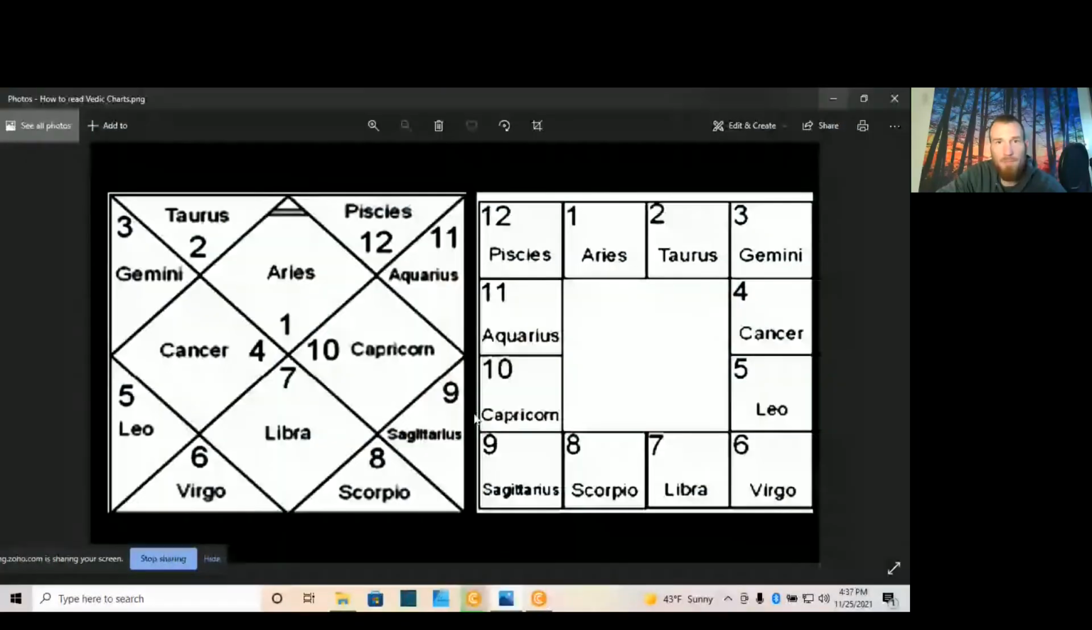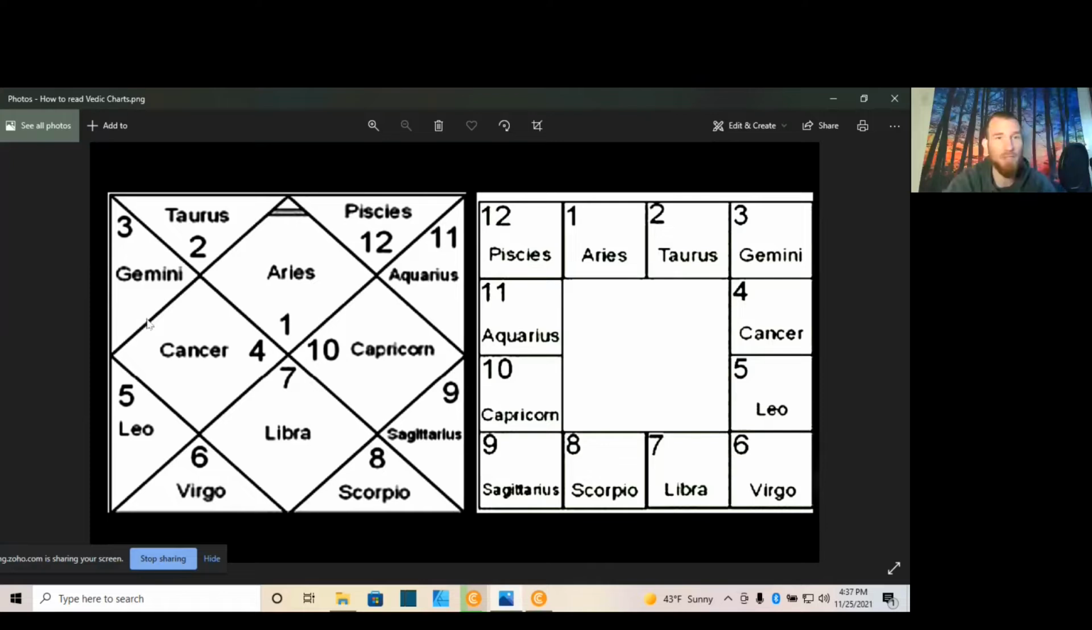So let me go ahead and pull up an image here. Okay. So what we have here are two different styles of chart. The left one is what is known as the North Indian style of chart. Some people will refer to it as a diamond chart, but I prefer to call it the North Indian style. On the right, we have the South Indian style. So the way you go about reading these is similar, but just slightly different in a couple of things.